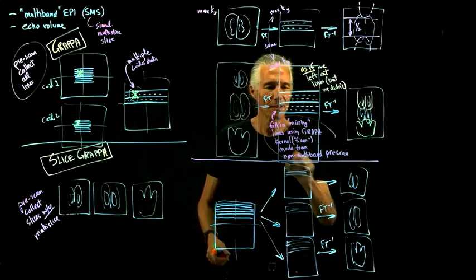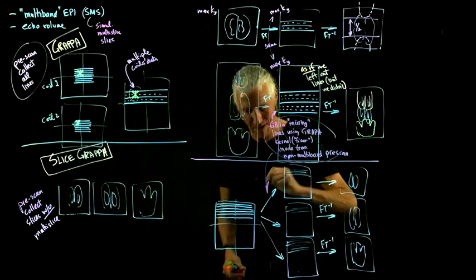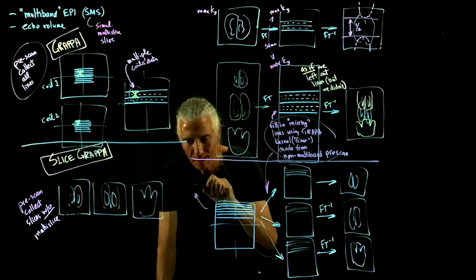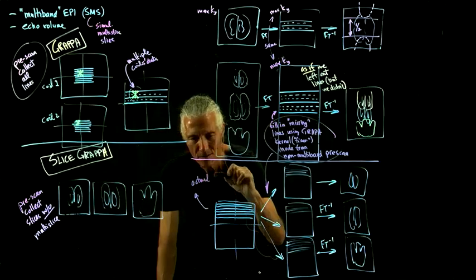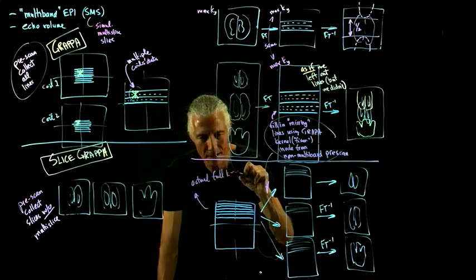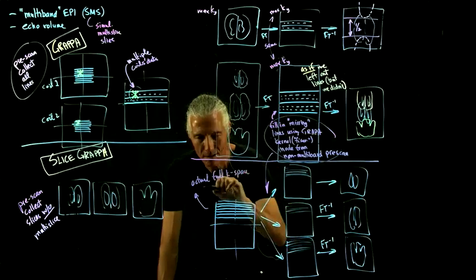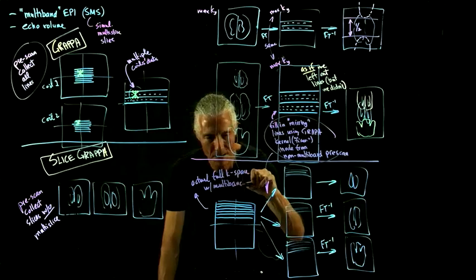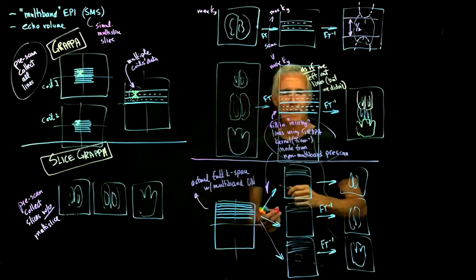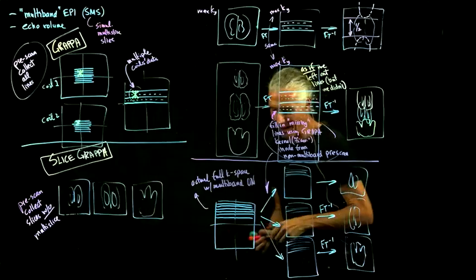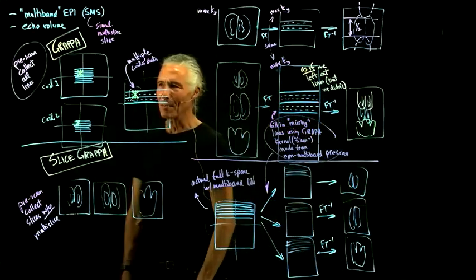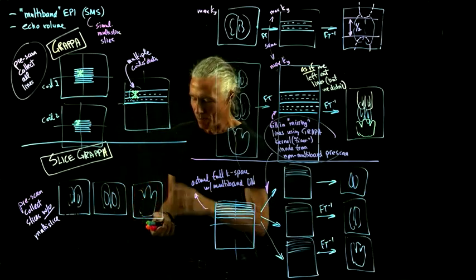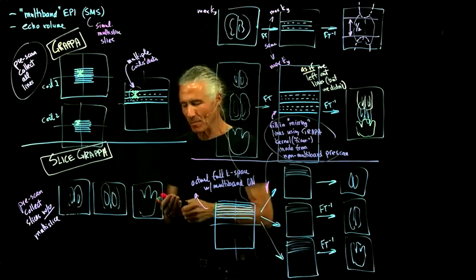So this thing is used at that point to turn this into the actual full K-space with multiband on. So that's the twisted way in which multiband works.